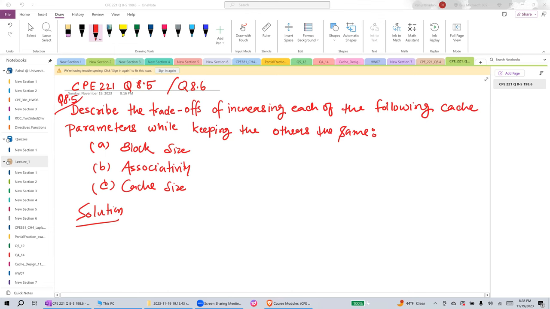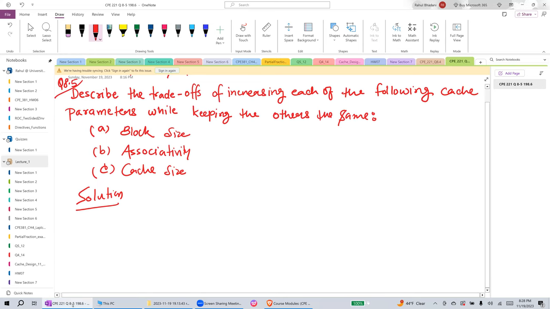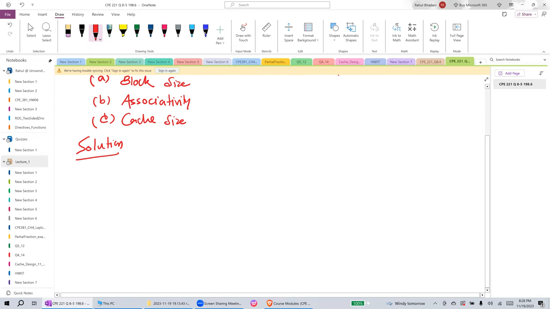Okay, so welcome back to computer organization. And in this video, I'm going to discuss question 8.5 from the textbook, Digital Design and Computer Architecture, ARM edition. This question says: describe the trade-off of increasing each of the following cache parameters while keeping the others the same. The first one is block size, the second is associativity, and the third is the cache size. Let's look at these one by one.